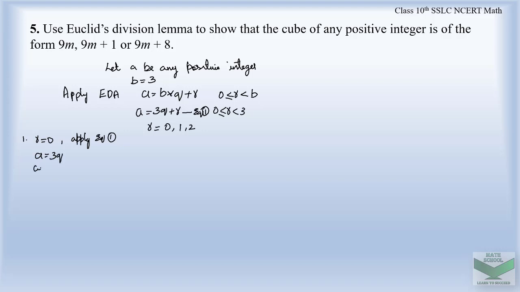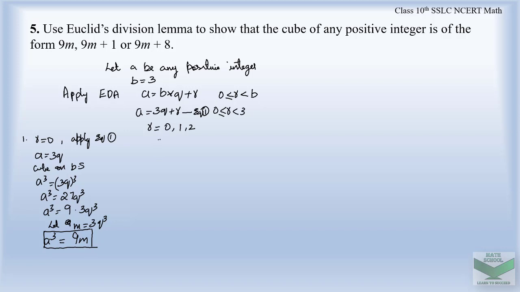Now we have to cube on both the sides. We get a cube is equal to 3q the whole cube, which is nothing but a cube is equal to 27q cube. Now we can write this again as 9 into 3q cube. So let m is equal to 3q cube. Therefore we can write result a cube as 9m.